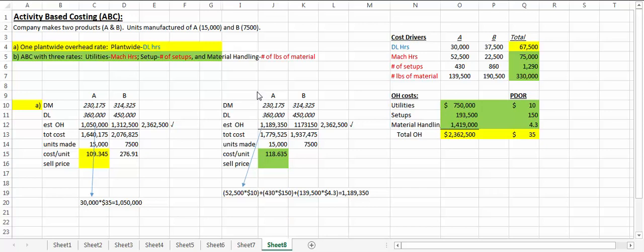In this video, I'm going to illustrate the importance of using activity-based costing. For this purpose, assume that a company makes two products, A and B, and that for a particular period the company makes 15,000 units of A and 7,500 units of B. That's reflected right here, which I will discuss in a little bit.